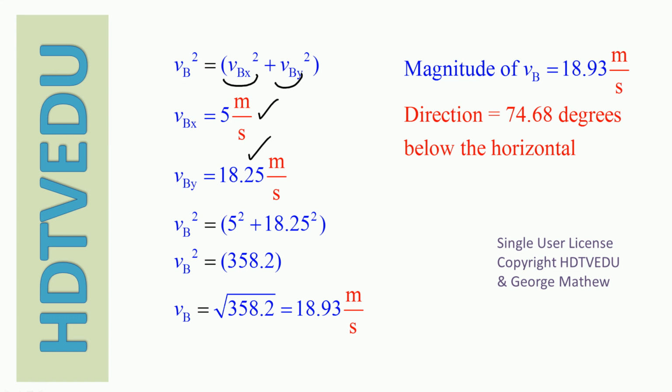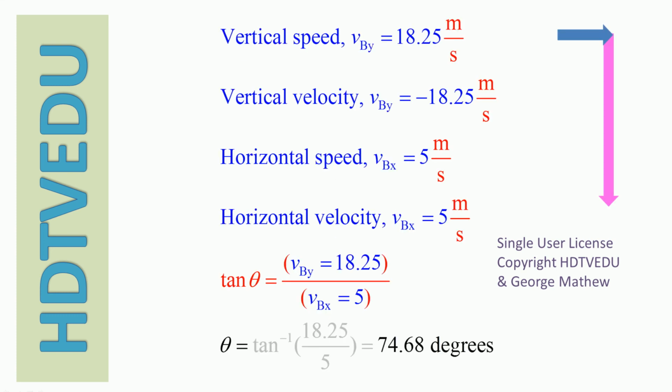So how do we get the magnitude of the velocity vector at point B? It is v squared is equal to vb squared is equal to vbx squared plus vby squared. Substitute those numbers that we know. We know vbx is 5. We know vby is 18.25. And we get 18.93 meters per second.